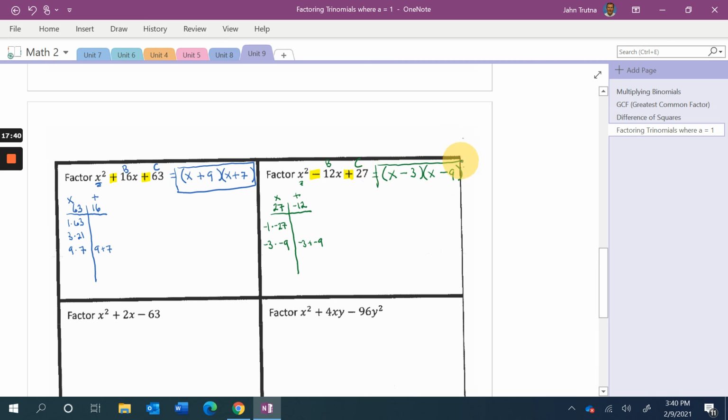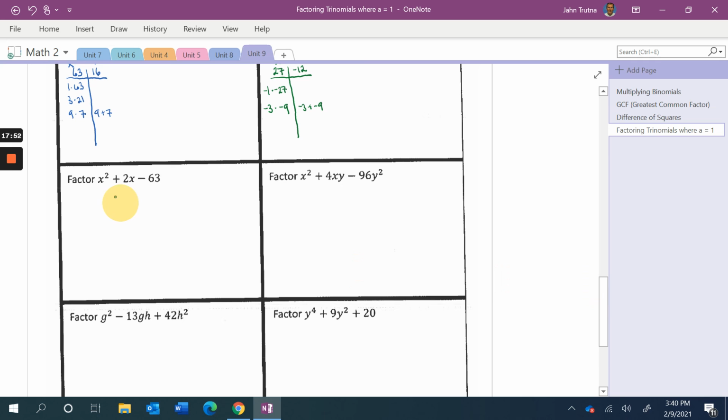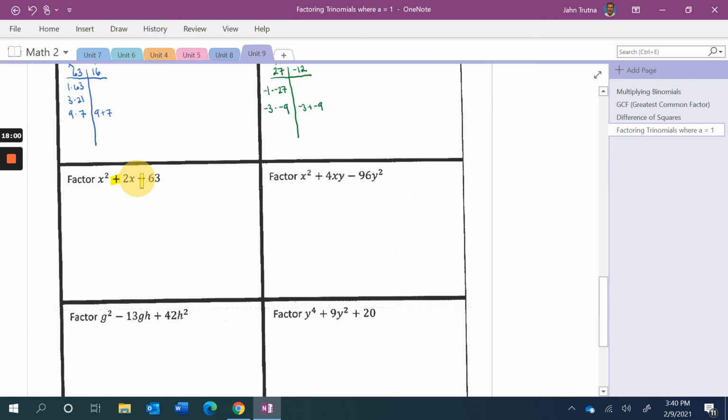So the trinomial x to the second power minus 12x plus 27 would factor into quantity x minus 3 times quantity x minus 9. Next one here, let's do x squared plus 2x minus 63. Okay, that is a trinomial. What kind of trinomial is it? It is a plus minus trinomial.